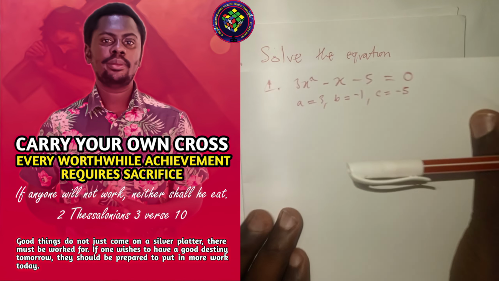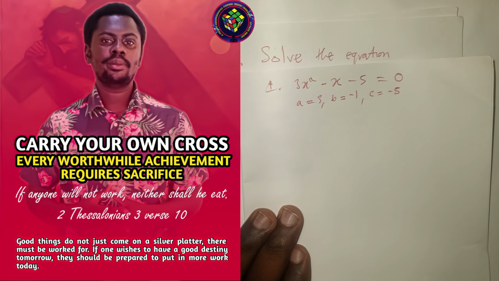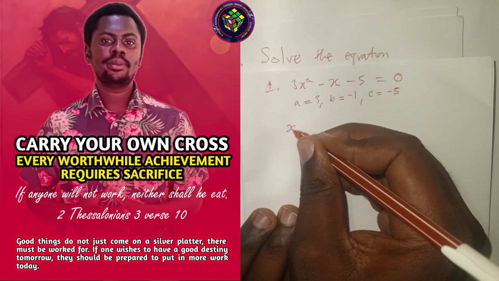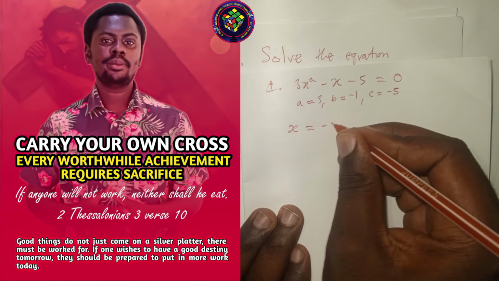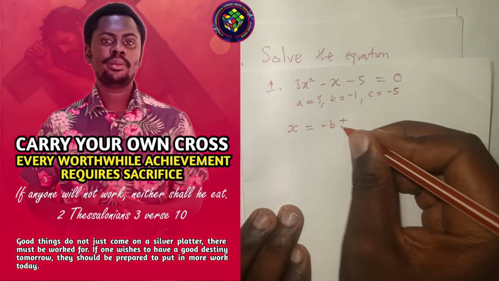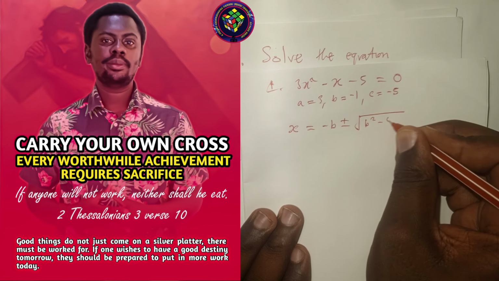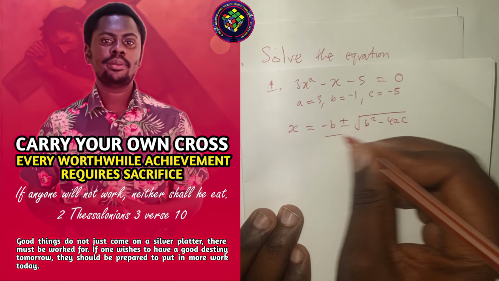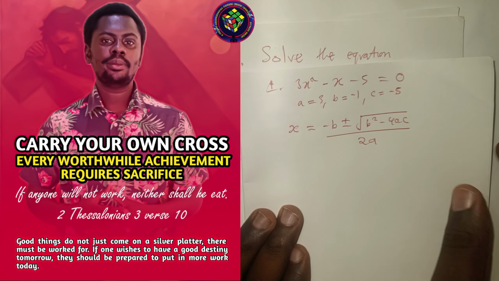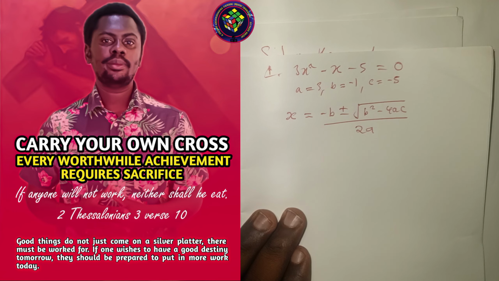Okay, so now we can use the formula. The formula is x is equal to minus b plus or minus the square root of b squared minus 4ac, all over 2a. It's just a matter of substitution.